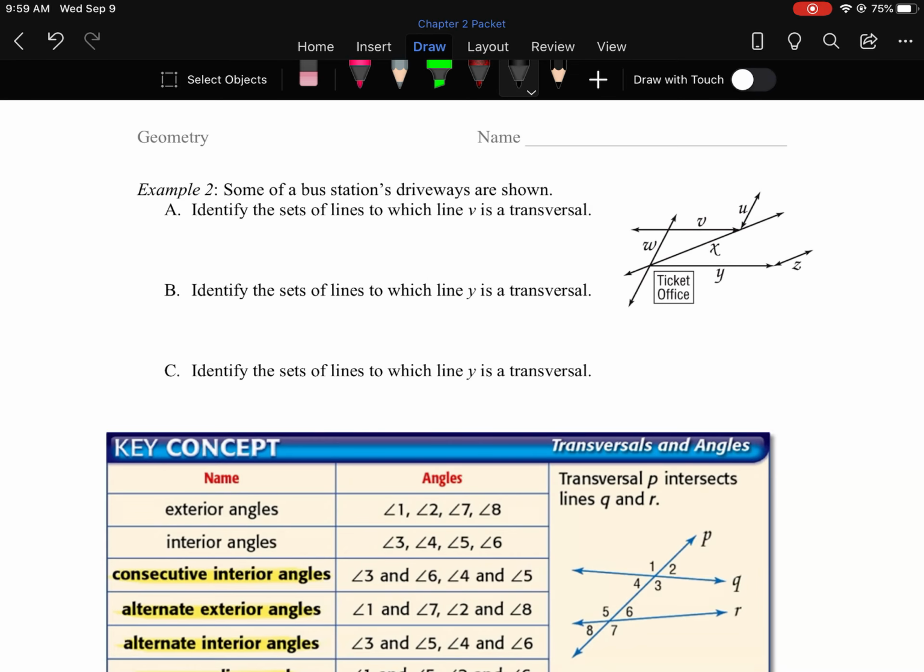So it says some of the bus station's driveways are shown. Identify for part A the sets of lines to which V is the transversal. So if here's V, we have to name those sets of lines. So V could be a transversal. There's actually a whole lot here. It could be to W and U.